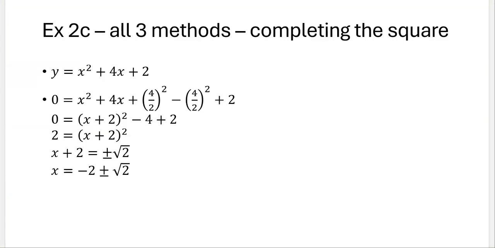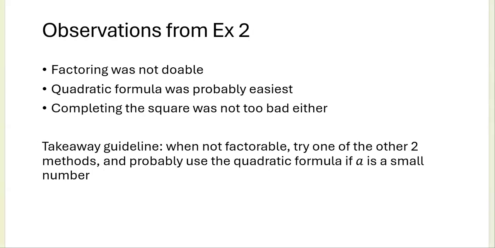Okay. Let's dissect this again. Factoring was not doable. So remember my first guideline? Always check if it's factorable first. In this case, it wasn't, at least not with two nice integer numbers. Okay. In this case, again, quadratic formula was probably the easiest, but completing the square was not too bad either. So here's the guideline for you. When it's not factorable, of course, you've got to try one of the other two methods. And if that a is small, then I would recommend the quadratic formula in most cases.